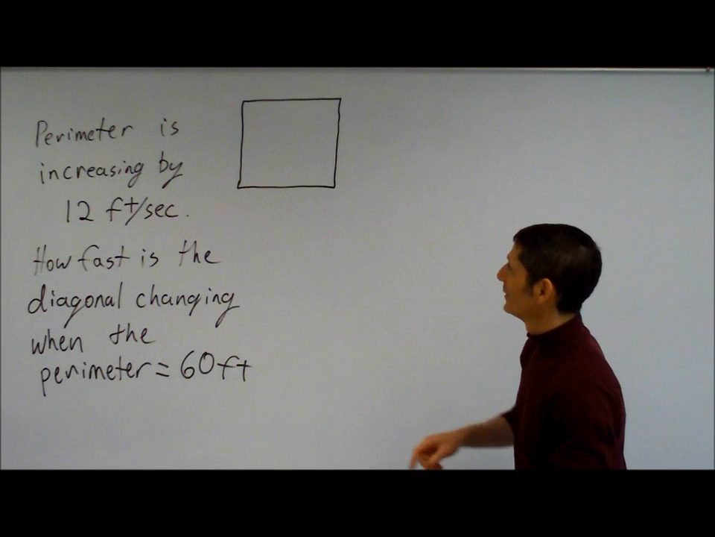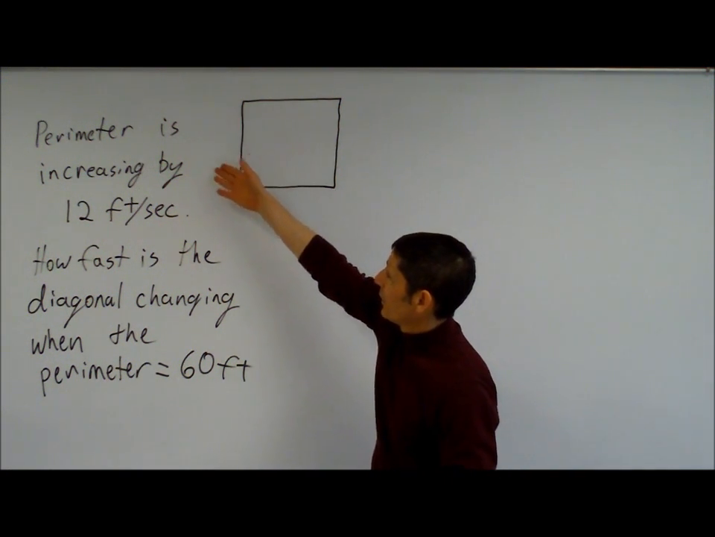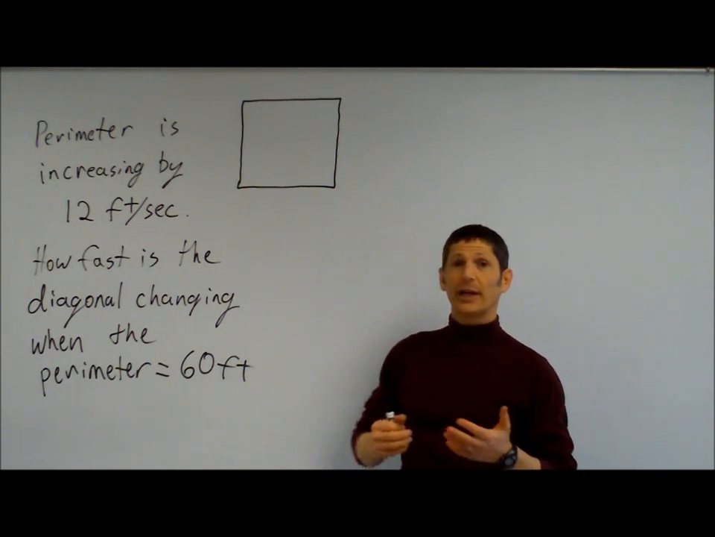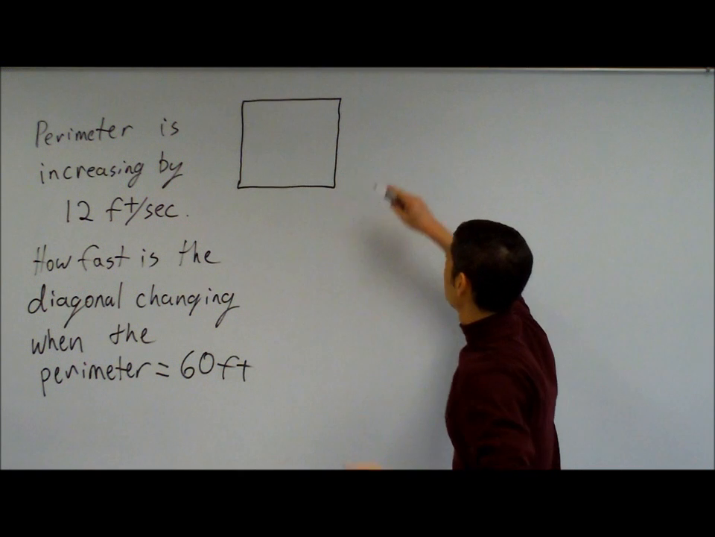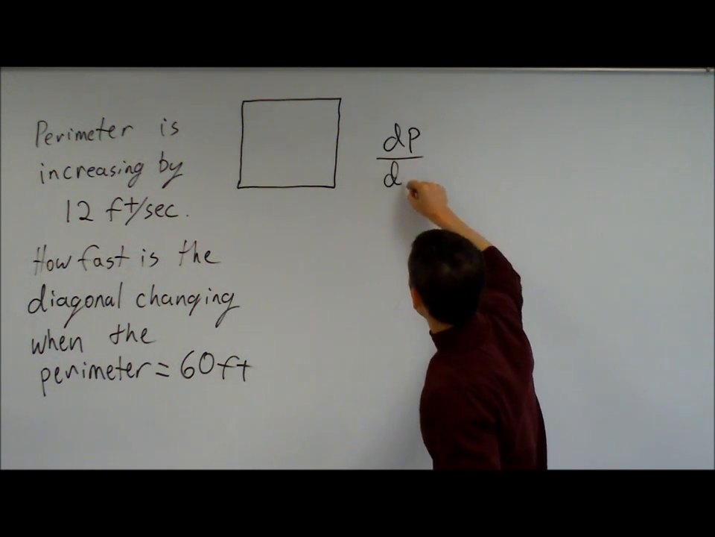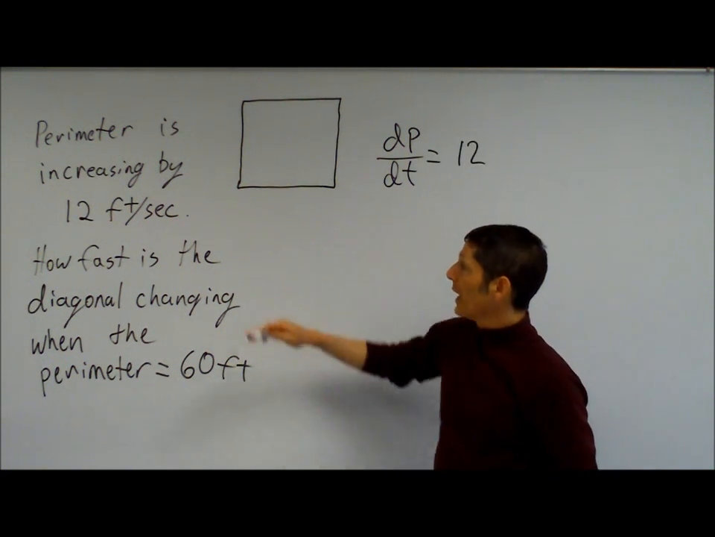So this is a square, and I'm giving you some information here. The perimeter of the square is increasing by 12 feet per second, and I start writing stuff down right away. I do too, because otherwise I forget it. dP/dt equals increasing by 12, positive 12.